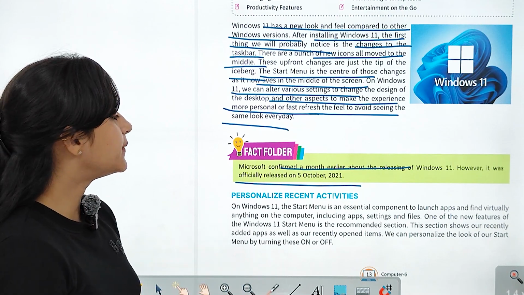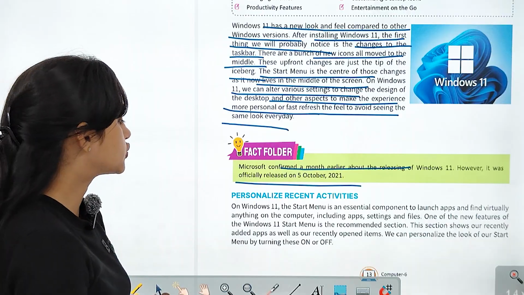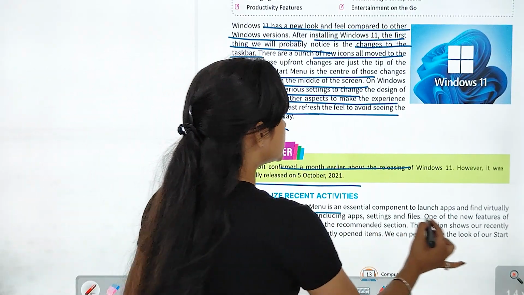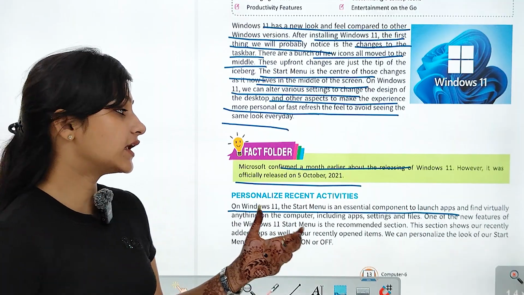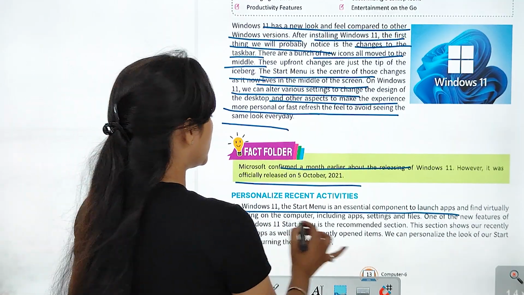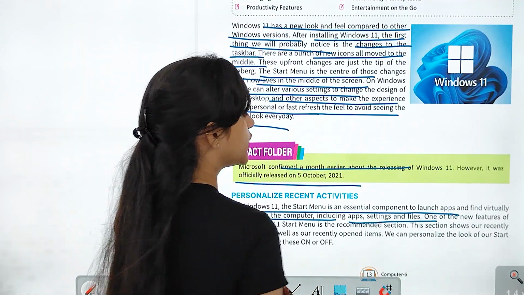So now let's talk about personalizing recent activities. On Windows 11, the start menu is an essential component to launch apps and find virtually anything on the computer. We can find anything on the computer, including apps, settings and files.